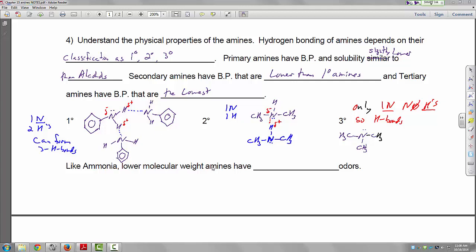Like ammonia, lower molecular weight amines have strong, unpleasant odors. And you might be thinking, well, ammonia, yeah, it has a pronounced, very characteristic odor, but is it really strong and unpleasant? You're probably not used to actually inhaling pure ammonia. What you experience as ammonia may be in a cleaning fluid, which is quite dilute. If you use concentrated ammonia and you take a whiff of that, your eyes will water, you'll gag, you'll choke. You really wish you had not done that. It's not pleasant at all.